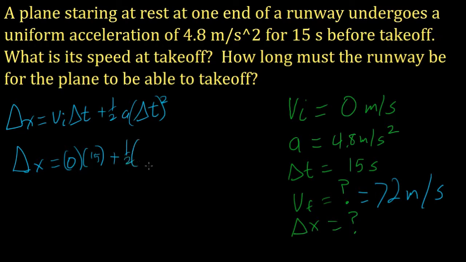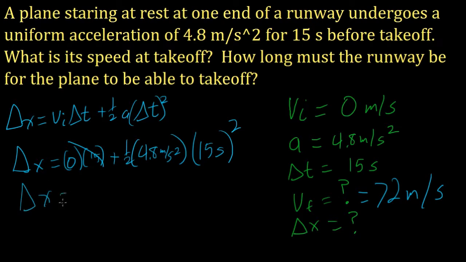It equals 1/2 times the acceleration, which is 4.8 meters per second squared. I should have written the units here, but I didn't because I knew it was going to cancel. Times the time squared. The time is 15 seconds, and we're going to square that. So we know that cancels, 0 times 15 is 0. So delta x is going to equal 1/2 times 4.8 times 15 squared. Doing the arithmetic there, we're going to end up with 540.